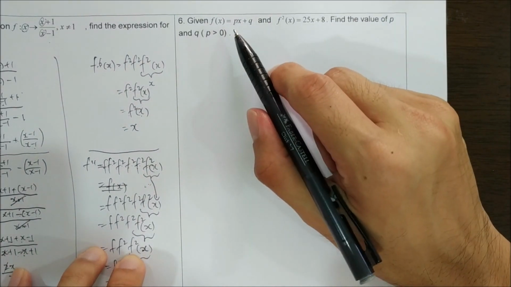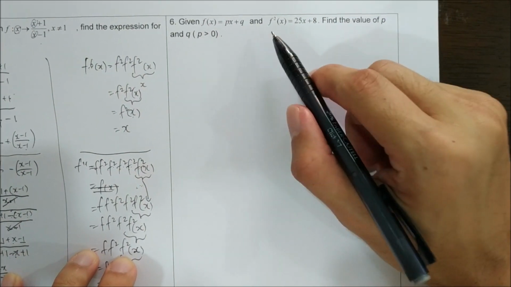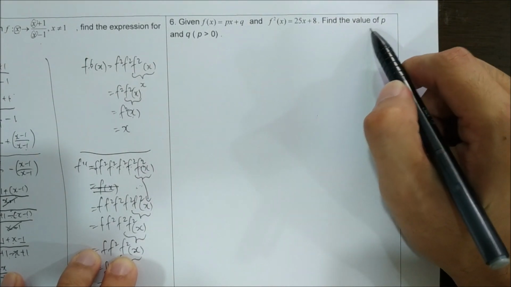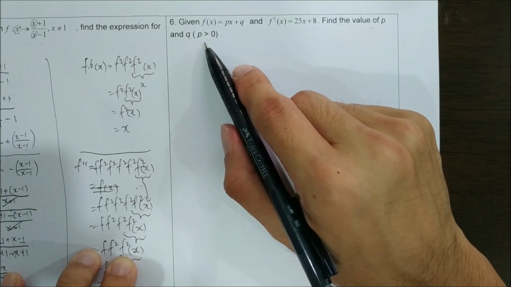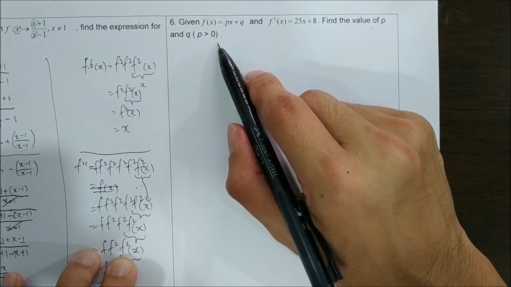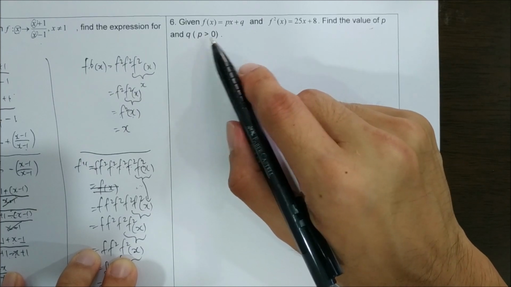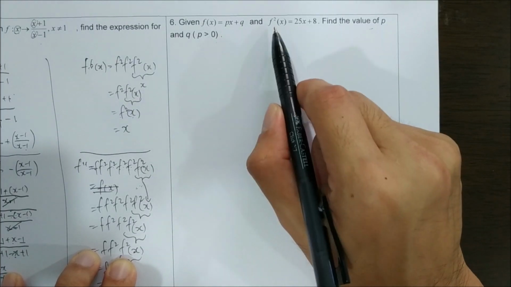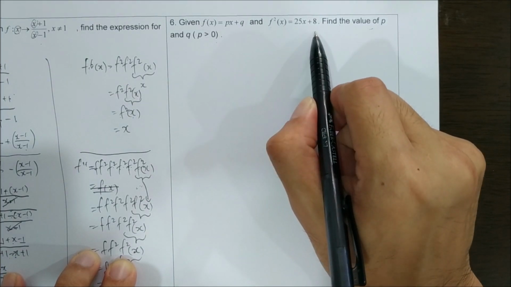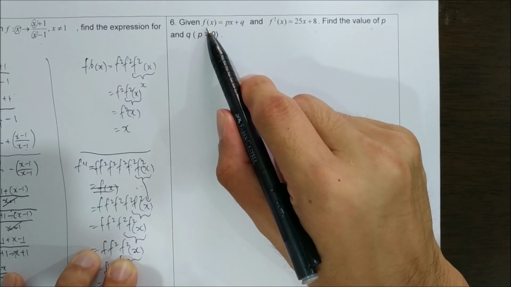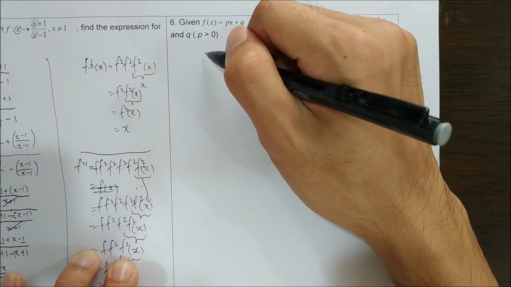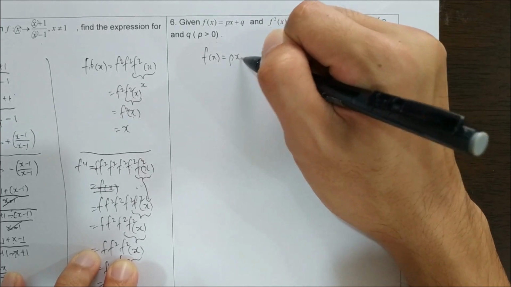Given f(x) equals to px + q and f2x equals to 25x + 8, find the value of p and q, given that p is greater than 0, meaning that p is a positive value. Since we are given this with a value, we try to take the function of f, we try to obtain f2x. We try to do this first. So we have f(x) equals to px + q.